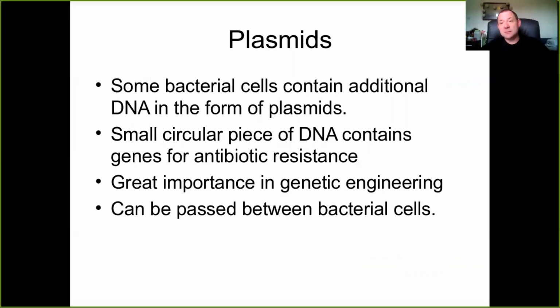We can engineer plasmids and put a gene in for something like insulin, and then put that plasmid into a bacteria, grow lots of them, and those bacteria will then make human insulin. So genetic engineering allows us to engineer plasmids to make useful compounds in medicine and research.